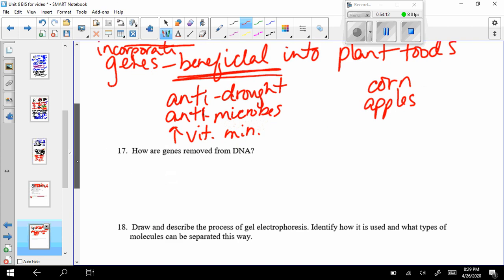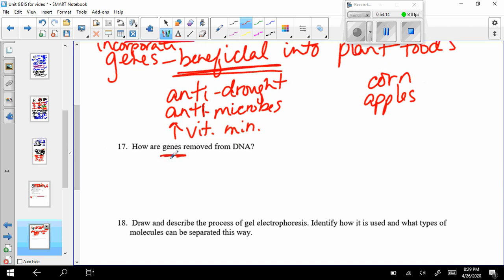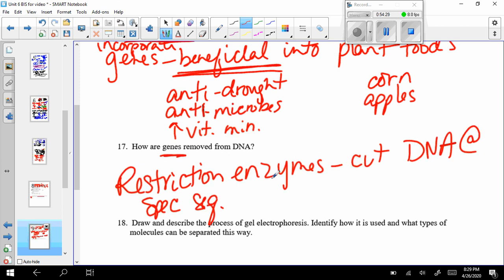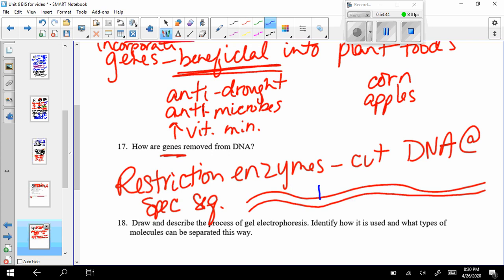So how will I get those genes out of the DNA? I need to use what are called restriction enzymes. Restriction enzymes cut DNA at specific sequences. The sequences are called palindromes. They're the same whether you go forward or reverse. And so if this is my big, long, double helix DNA, the way that they work is they cut in, across, and down.